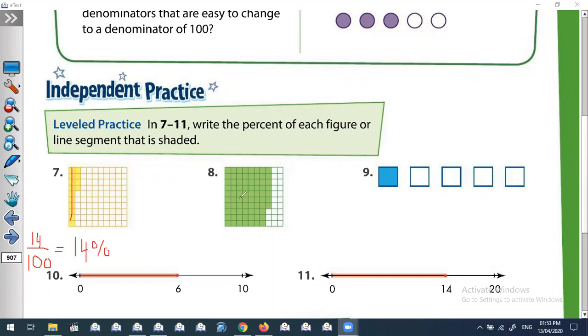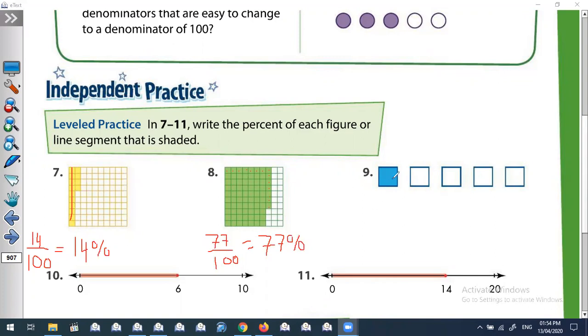The next one, count the shaded. 10, 20, 30, 40, 50, 60, 70, 71, 72, 73, 74, 75, 76, 77. So it will be 77 over, it's already 100. So here we have 100, so no problem. Write the percent direct, 77%.